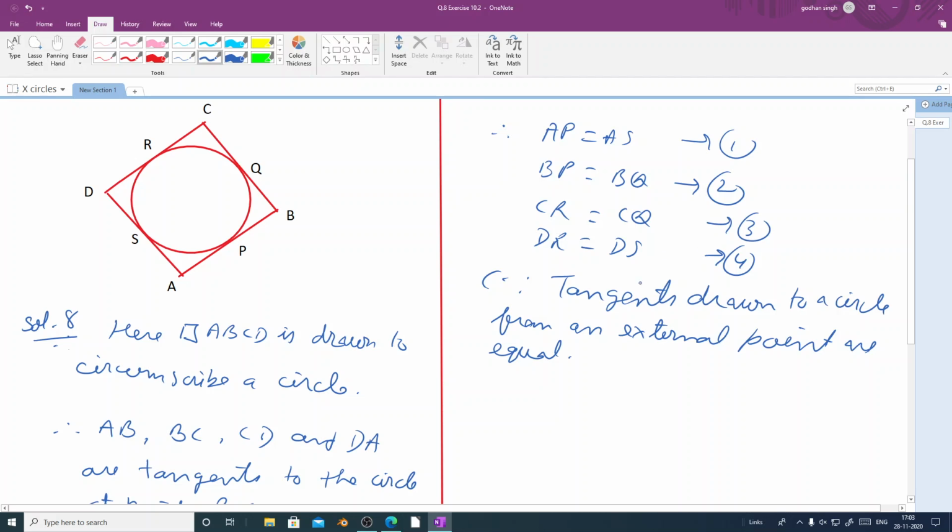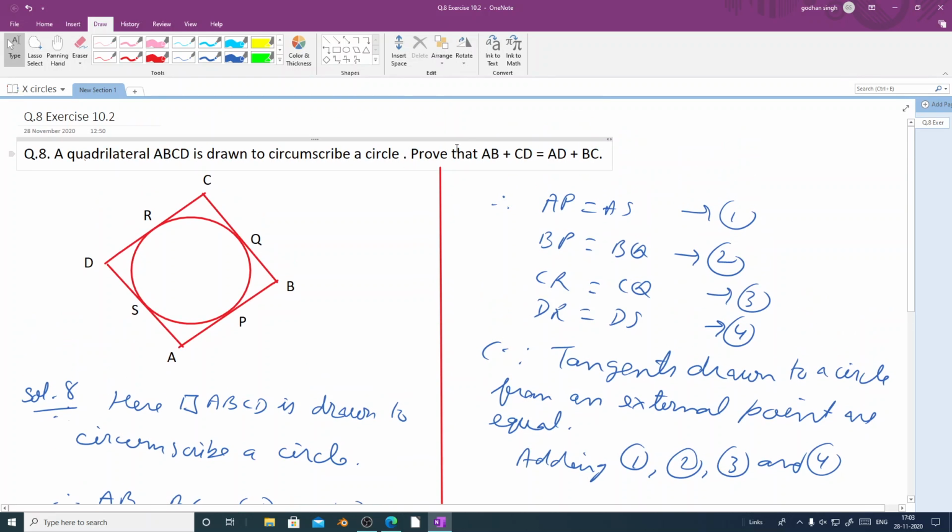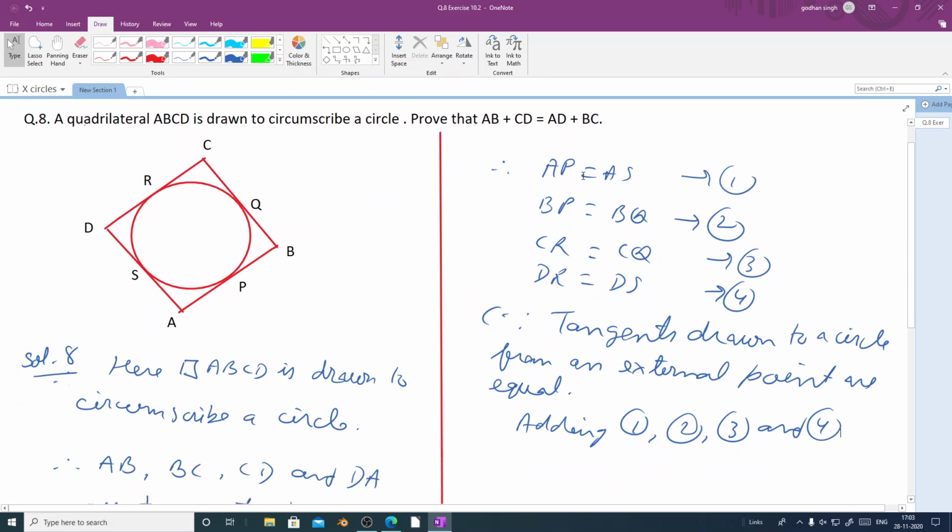Now let us add them. So adding 1, 2, 3 and 4. Why are we adding them? Because when we add them, we will see that AP plus BP will give us AB. That is what we have on the left hand side, and adding CR and DR, we will get DC, and we will check whether on adding them we get AD plus BC or not. So let us do that.